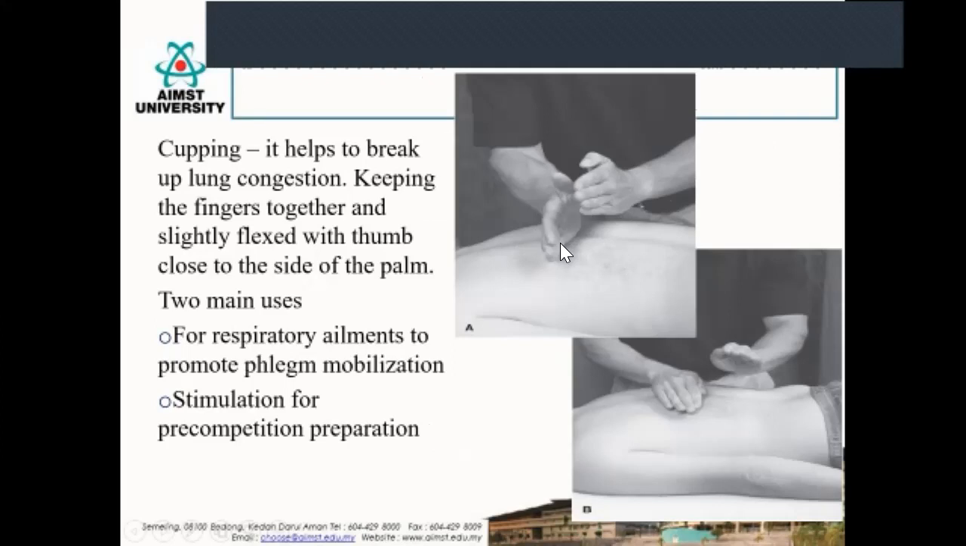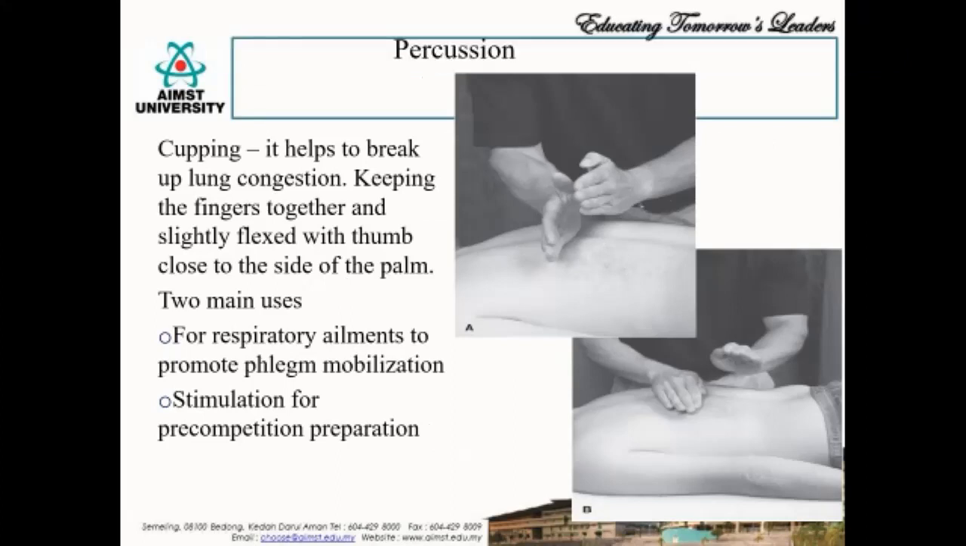Then the next sub classification of percussion is cupping. You make your hand into a cup-like shape and do a continuous flexion and extension of the wrist. So this is called cupping. Cupping is especially done to clear respiratory problems. If you have a lot of mucus secretion in the lungs, you can do this cupping, and it will help to reduce the mucus plug.